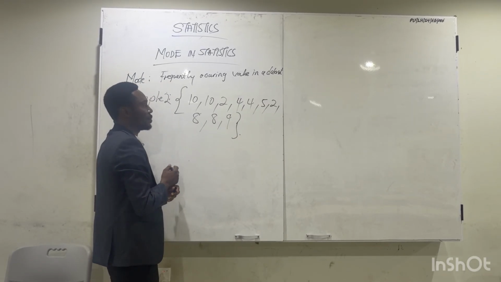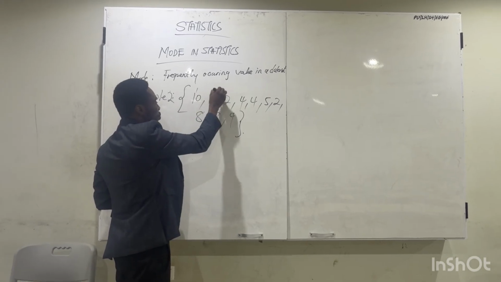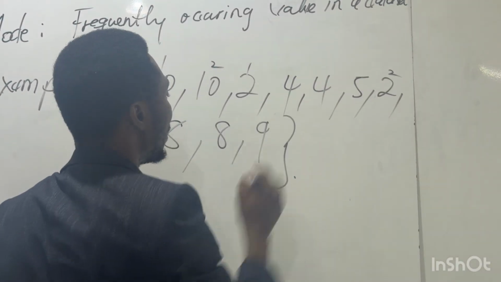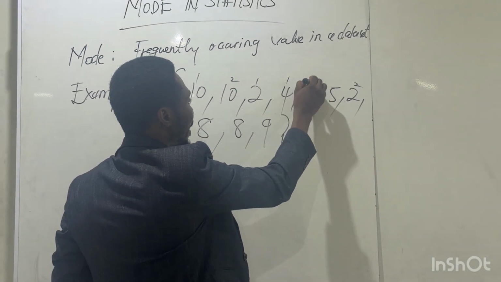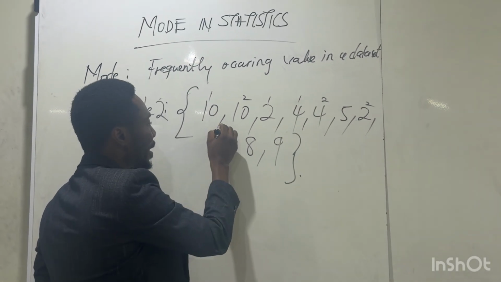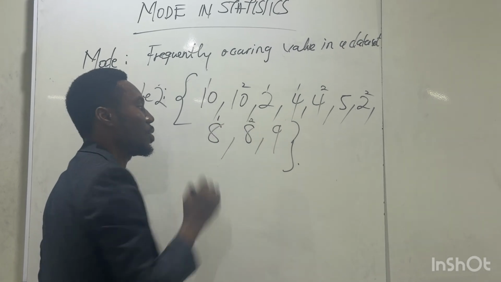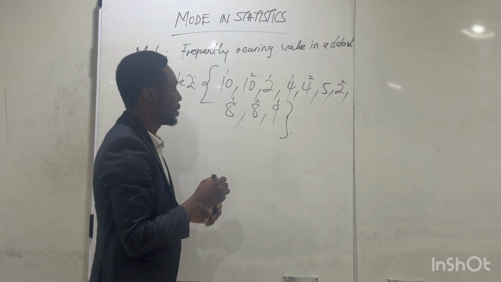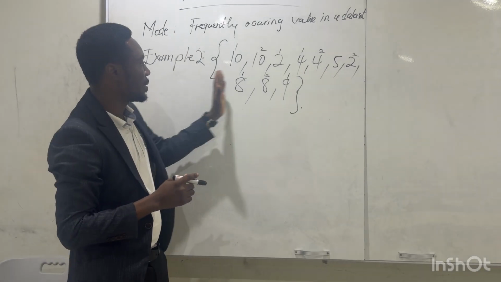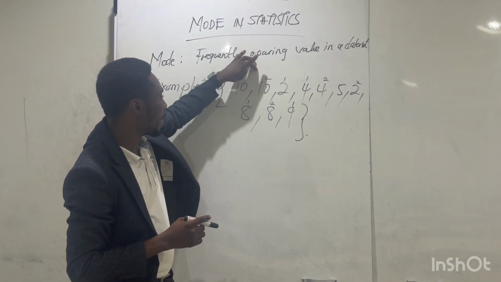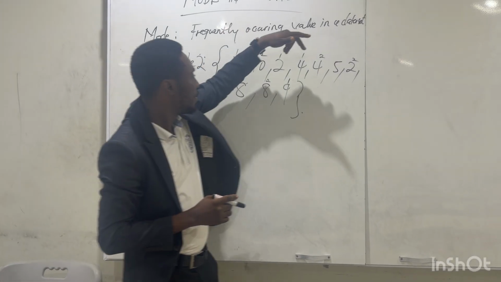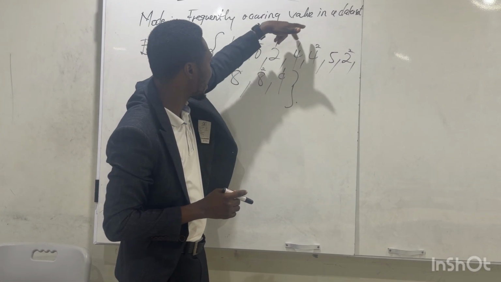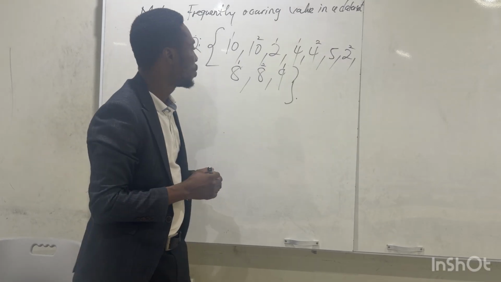Now let's look at 10. 10 occurs twice. 2 occurs twice. 4 occurs twice. 8 also occurs twice. 9 occurs only once. So 10 is occurring 2 times, 8 is also occurring 2 times, 4 is also occurring 2 times, and 2 is occurring 2 times.